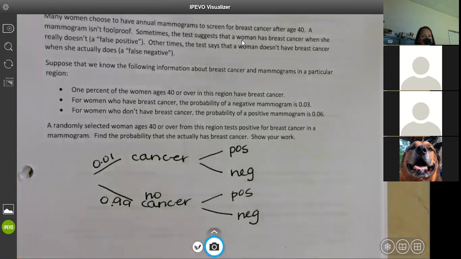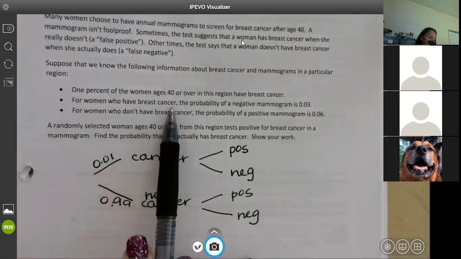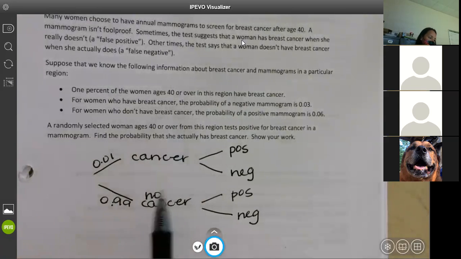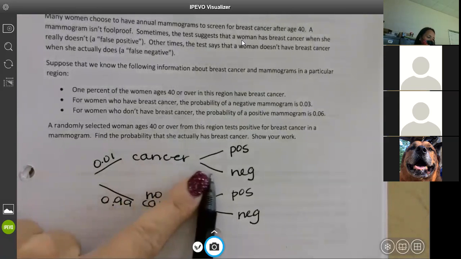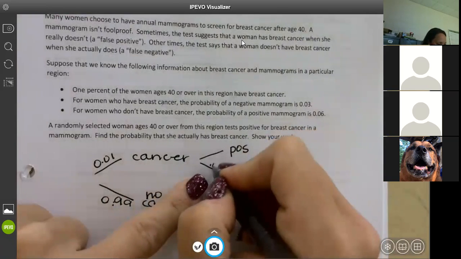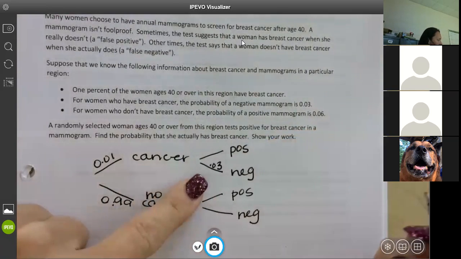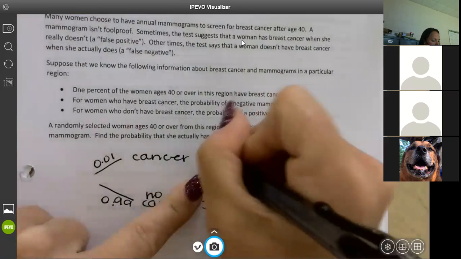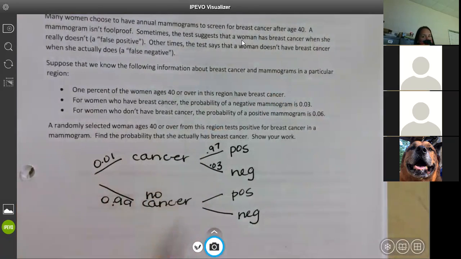These will tell you whether it's a false positive or not. So for women who have breast cancer, a negative, which is this one, is 0.03. So what would the positive be? 0.97. That's your second bullet.